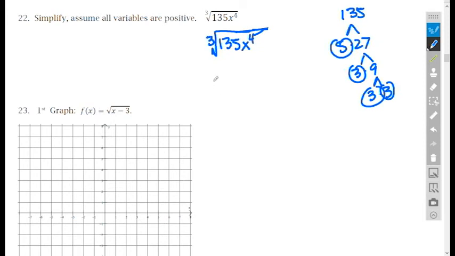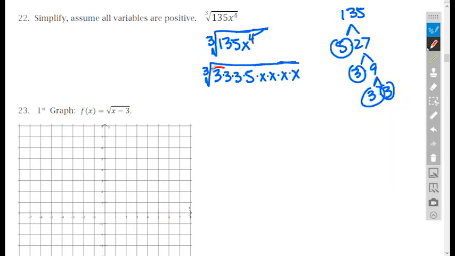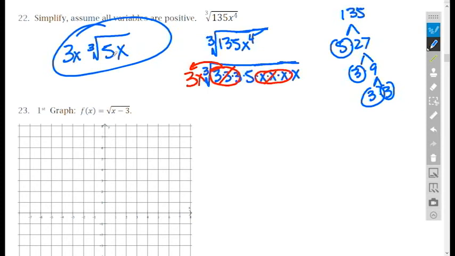Okay, so 135 breaks up into 3 times 3 times 3 times 5. So the cubed root of 3 times 3 times 3 times 5. And then x to the fourth, x times x times x times x. Okay, so since it's a cubed root, I can take out perfect cubes, which would be 3 of the same number multiplied together. So a 3 is going to come to the outside, and an x is going to come out to the outside. So I have a 3x on the outside, and then on the inside I have a 5 and an x. So 3x on the outside, cubed root of 5x.